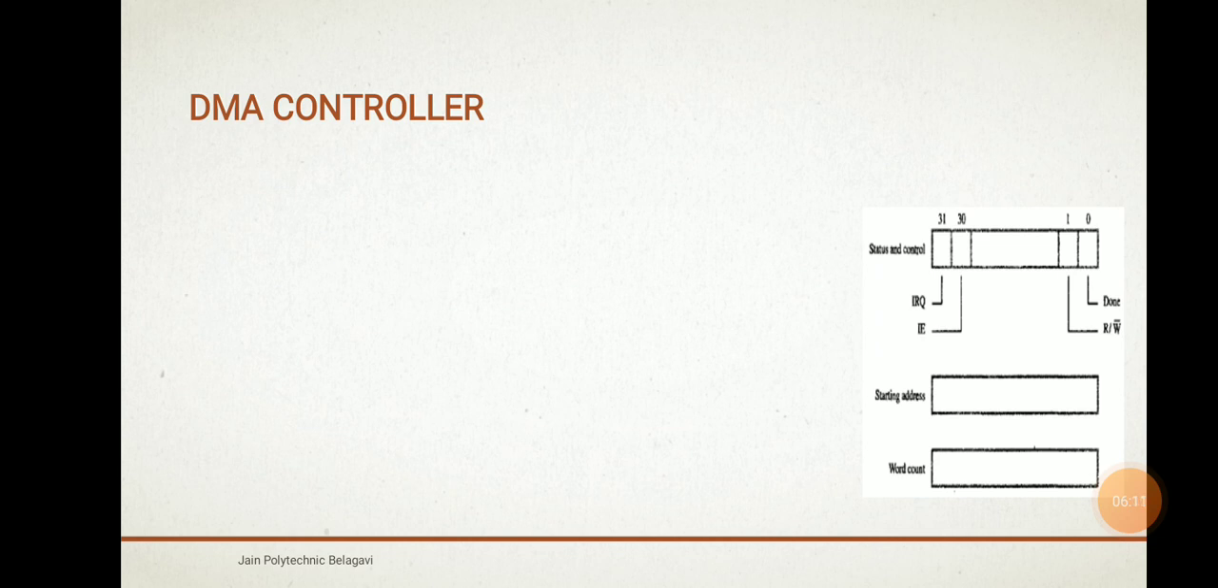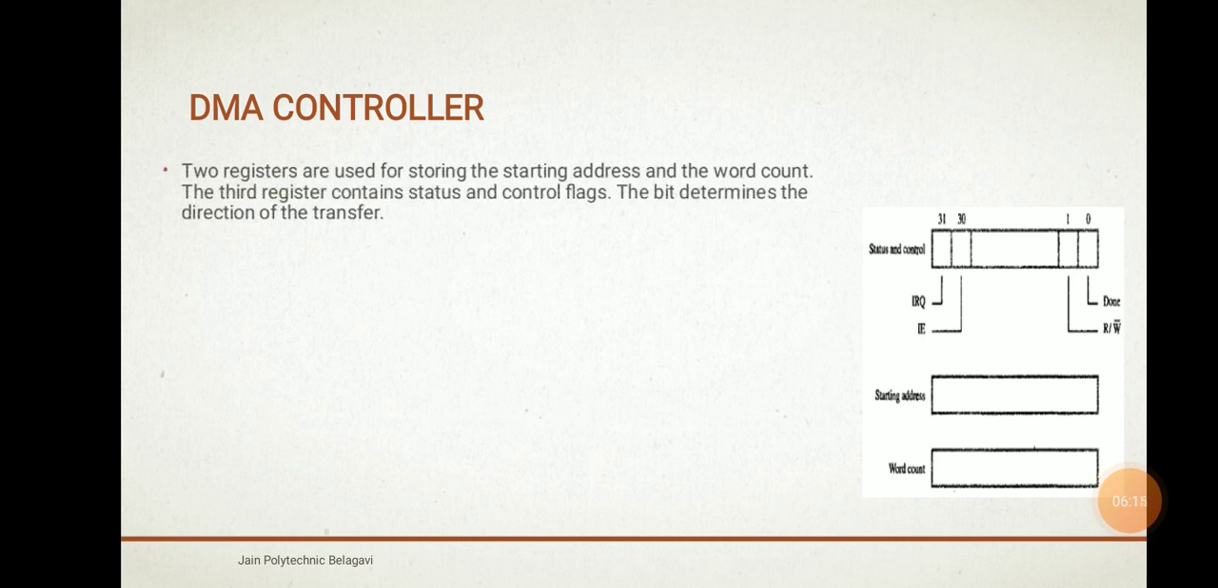Here is a diagram of a DMA controller. There are start and control bits, the starting address, and the word count. Two registers are used for storing the starting address and word count. The third register contains the status and control flags. One bit determines the direction of transfer.